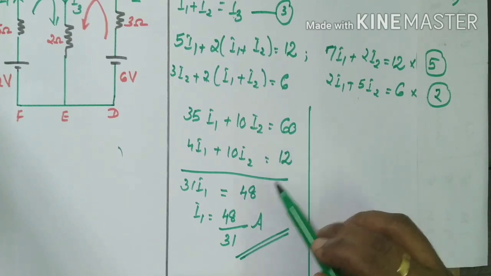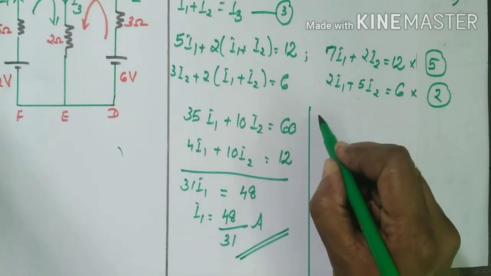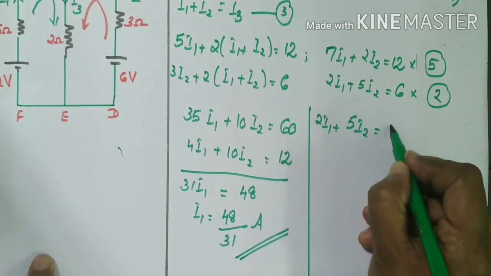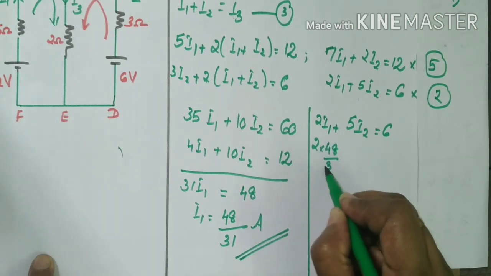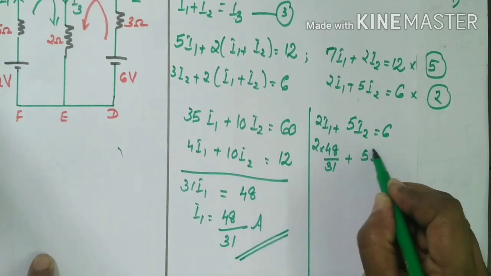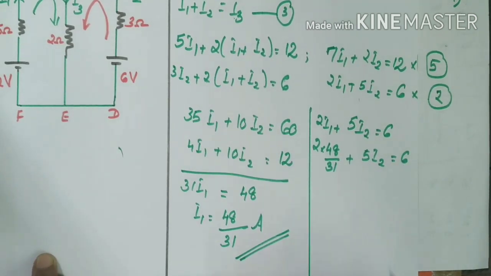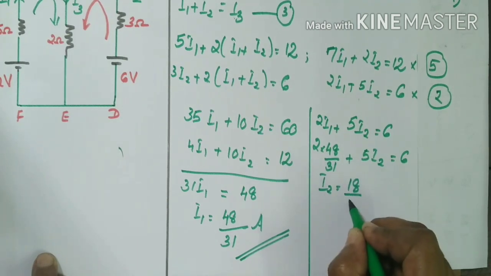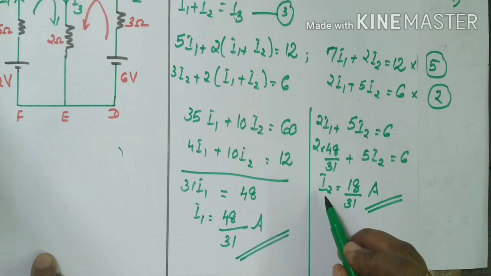Now, substitute the value of I1 in any one equation. Here we can substitute in the equation 2I1 plus 5I2 is equal to 6. So, 2 into 48 divided by 31 plus 5I2 is equal to 6. On simplification, you will get I2 is equal to 18 divided by 31 ampere. So, we got the value of I2.